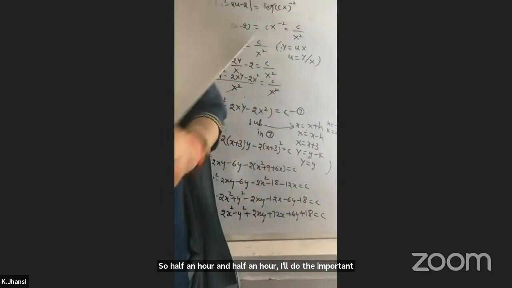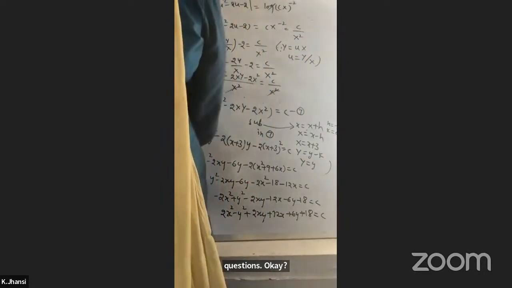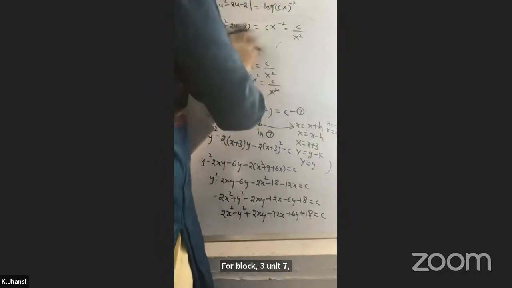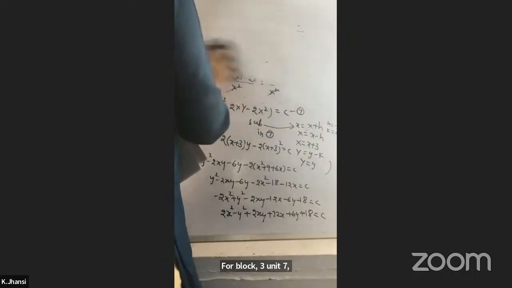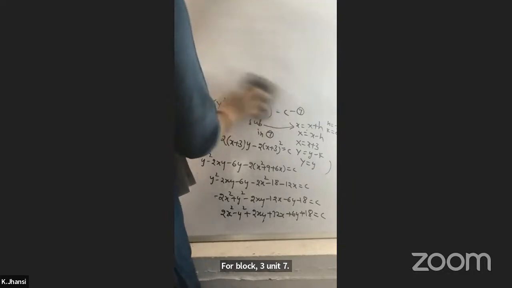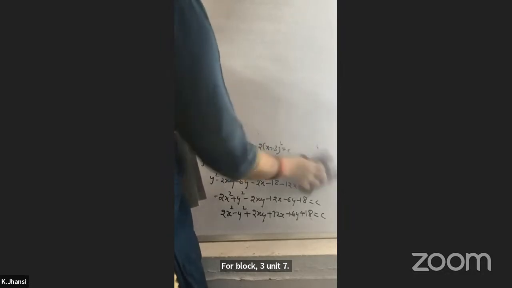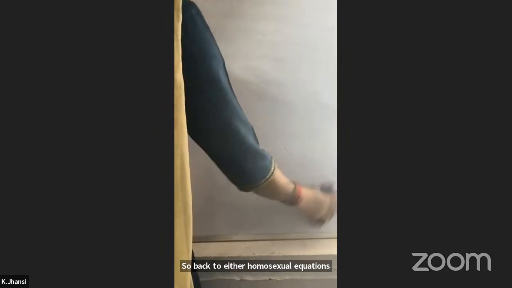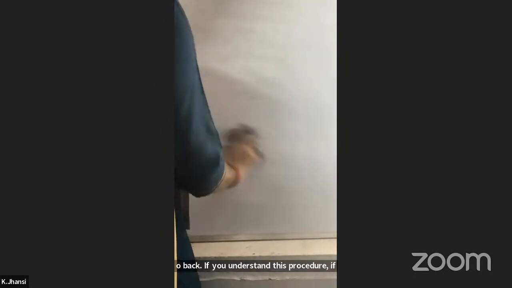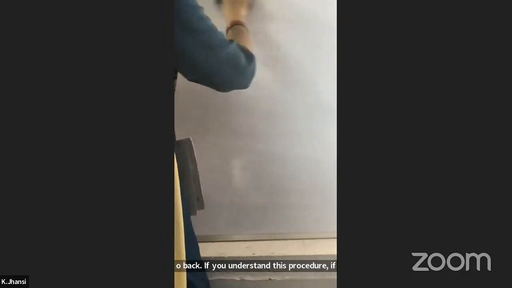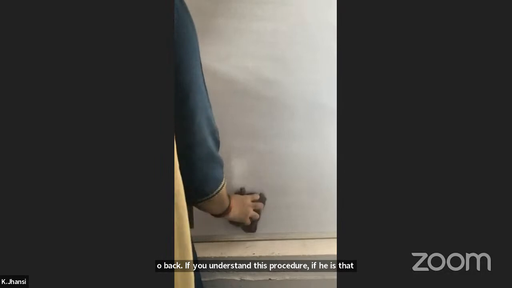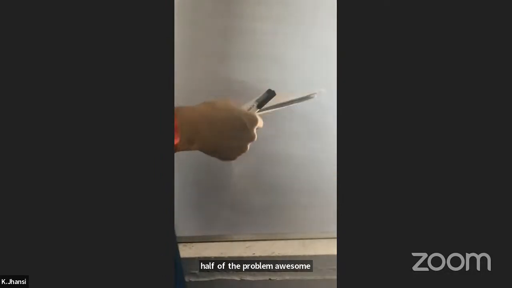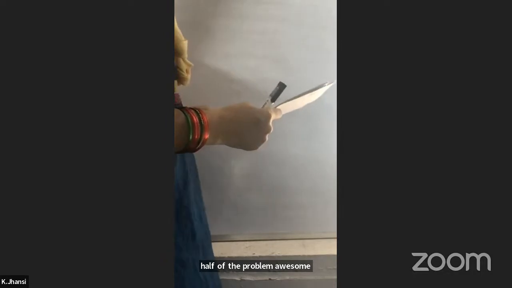So block 3, unit 7, orthogonal trajectories. Practice either homogeneous differential equations or non-homogeneous differential equations. 1 10 marks question you will get. If you understand this procedure, at least half of the problem you may get. Even if you are getting anything wrong, compulsorily try to write it in your booklet. At least they will give half marks for the attempt at your question. Okay. So don't leave it empty. Try to write the question and write at least half of the solution, if you are not getting the whole solution.